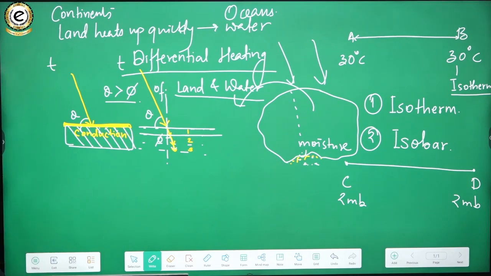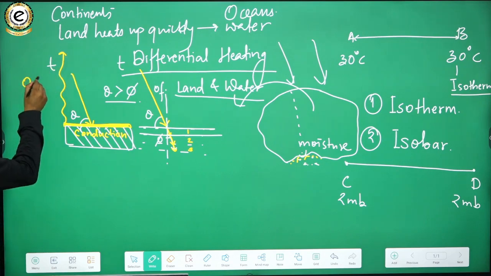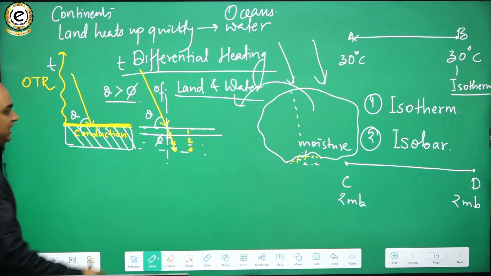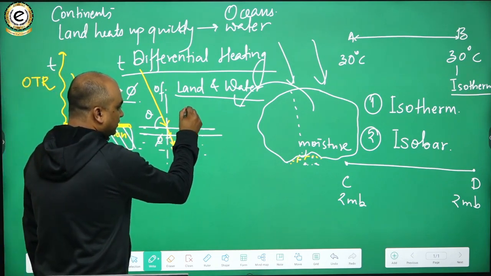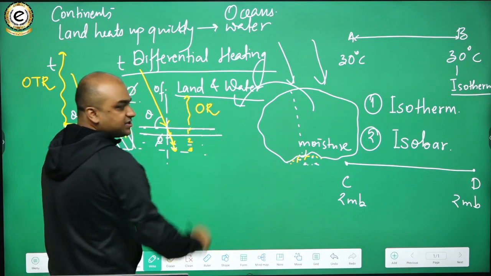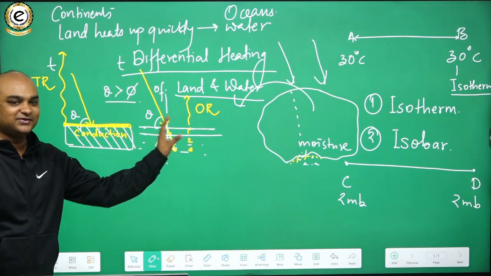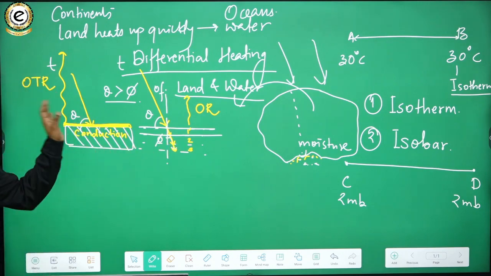Now, what happens when we are thinking of the release of this heat? During night, you can understand that the land will lose heat in the form of outgoing terrestrial radiation. The same thing will happen with respect to water as well. Water will also lose heat by outgoing radiation. Sorry, I'm not calling it terrestrial radiation because there is no land involved in this, but you can club them as OTR, both of them, for understanding.